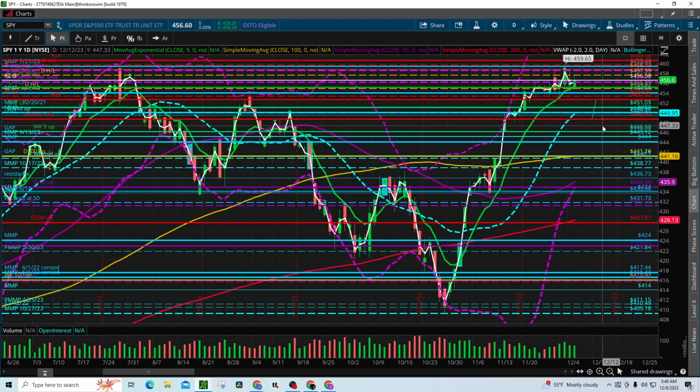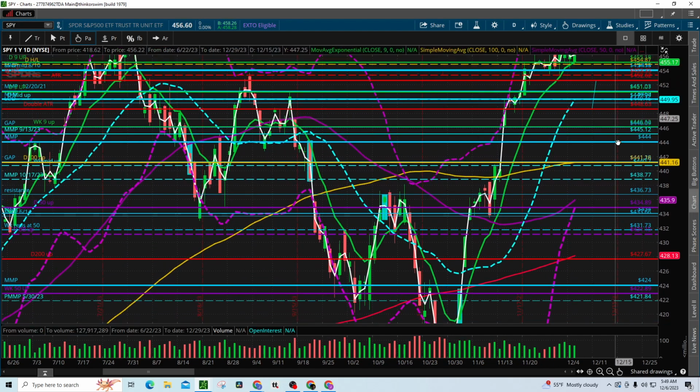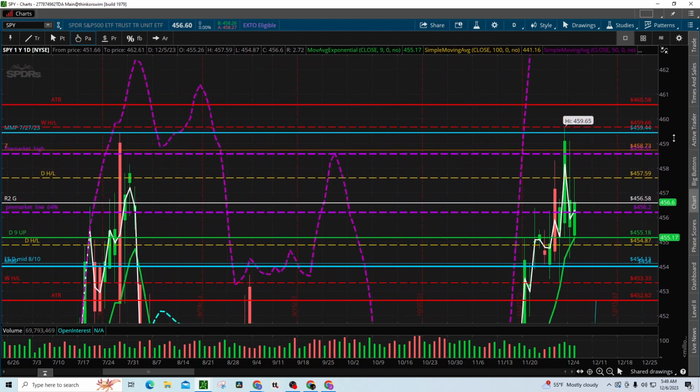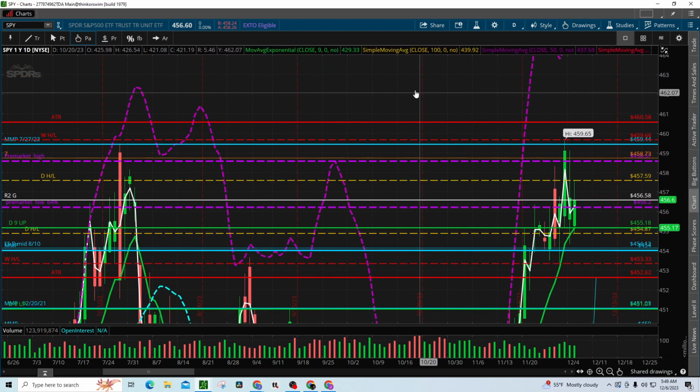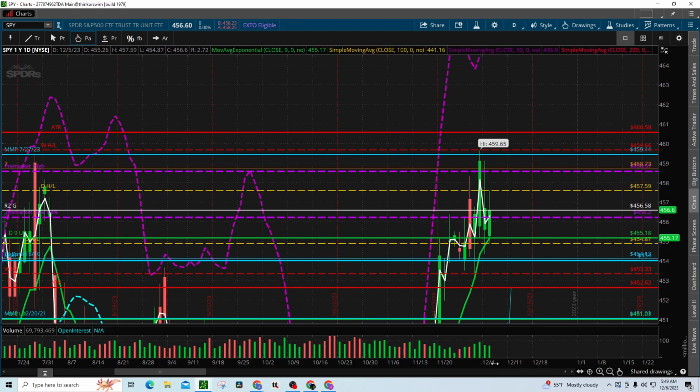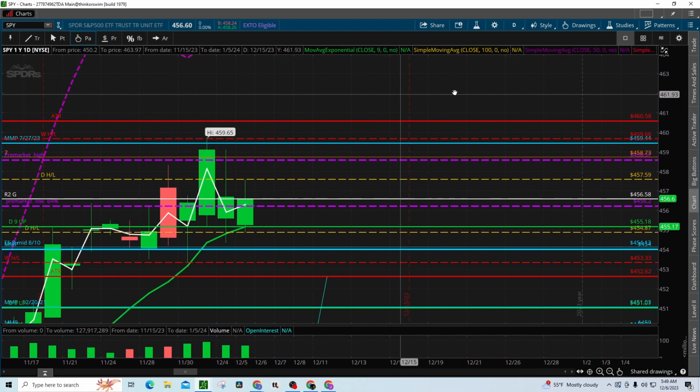Okay. But now what we're seeing is this level right here. It peaked through the level last Friday and then Monday, Tuesday. So this is a very significant level here. If we cannot get past this level, it's going to come back down. I think it's going to come back down personally.